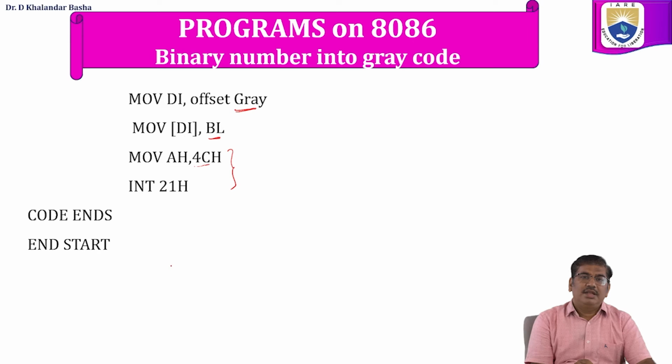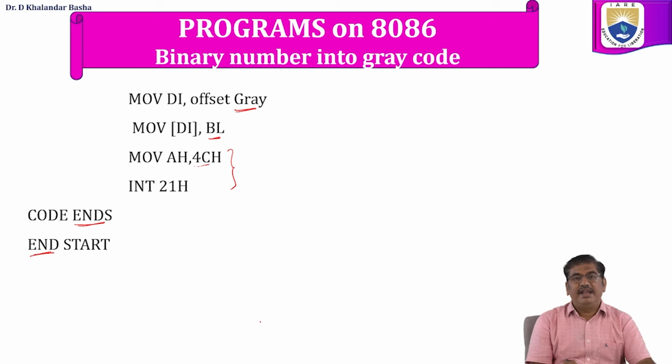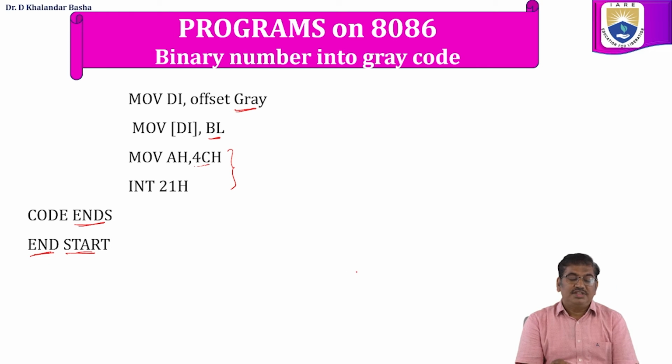To end the code segment, we use code ENDS. ENDS is the assembly directive which indicates the end of the segment. Next, to end the program, we use the directive END. END is the directive for indicating the end of the program. Then the label where the program started is provided as the postfix for END. So this is the program for converting the binary number into gray code.